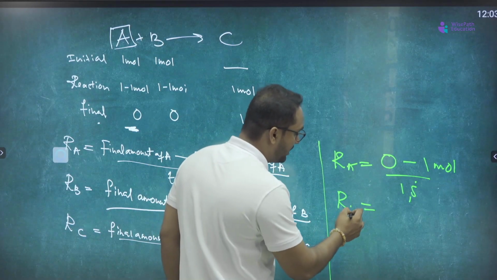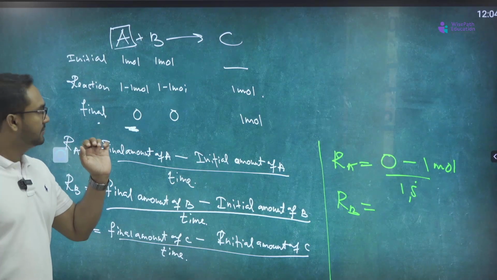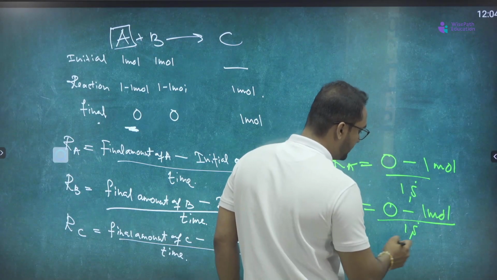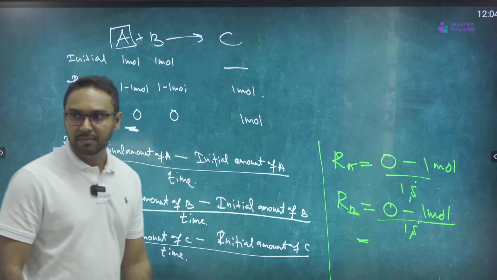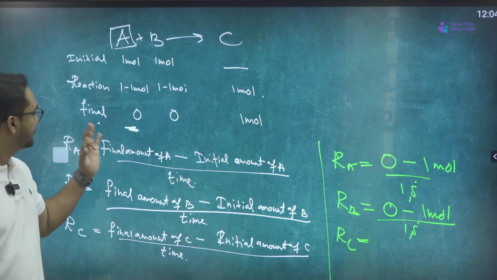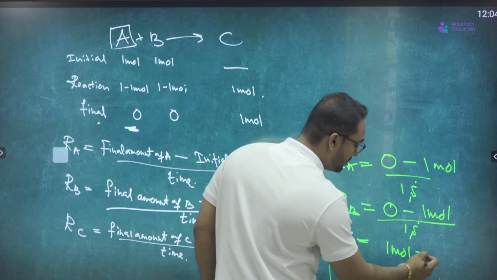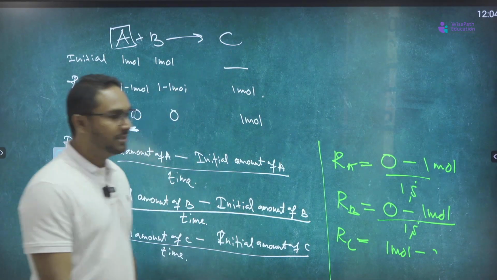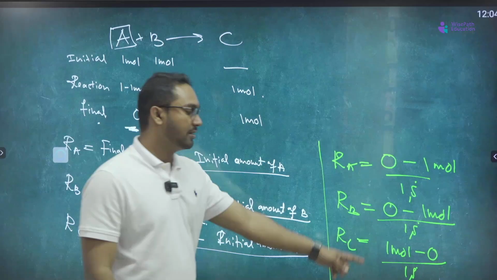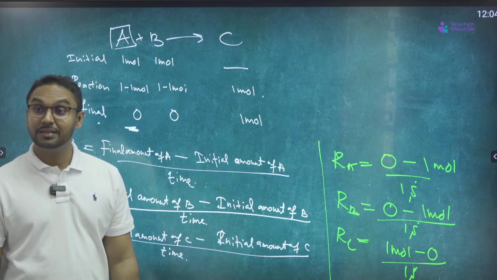If I consider RB, what is the final amount of B? That is also 0. Initial is 1 mole, and the time spent is 1 second. So the rate of reaction is again minus 1, right? And for RC, what is the final amount? That is 1. And the initial amount? No, the initial amount is 0. None of the products were produced. So 1 minus 0, divided by 1, gives a rate of 1 mole per second. So it's a plus value, isn't it?